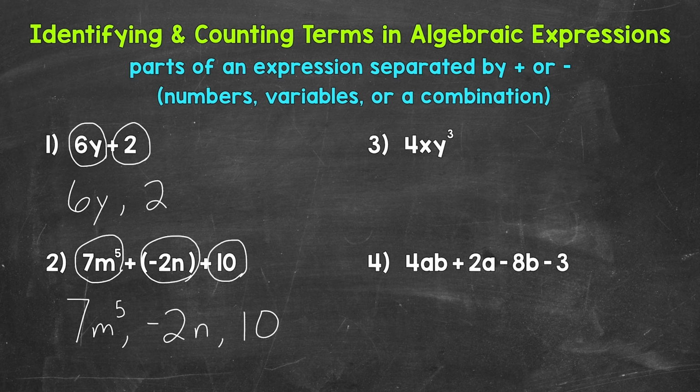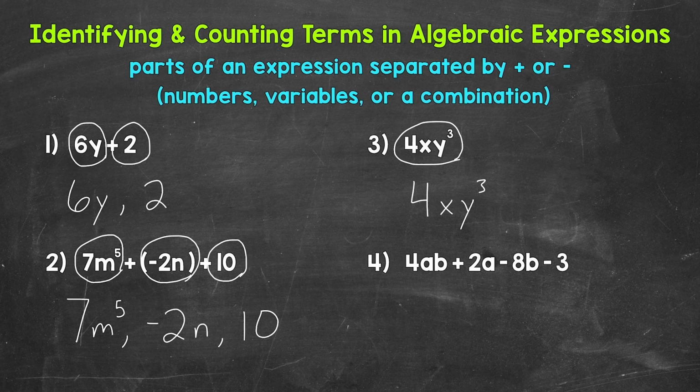Let's move on to number 3, where we have 4xy cubed. So for this algebraic expression, we don't have any addition or subtraction signs. So this is actually one term. We only have one term here, 4xy cubed. And that's okay. We can have algebraic expressions that are just one term.